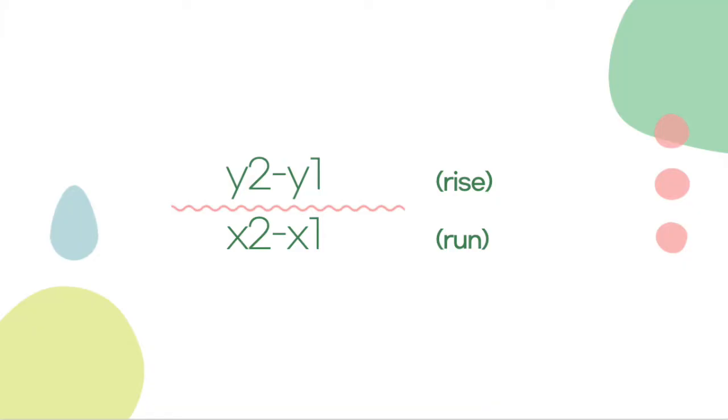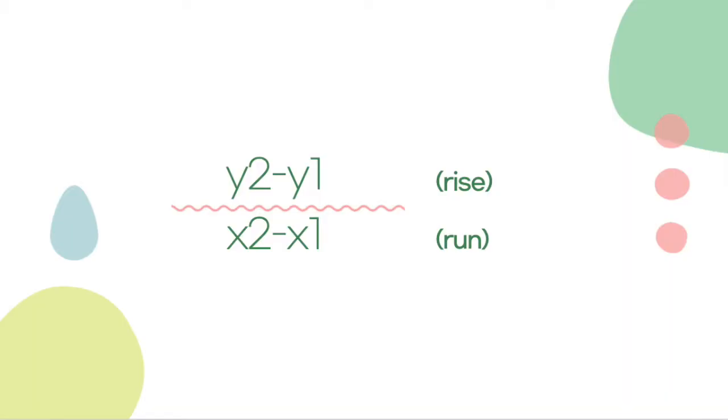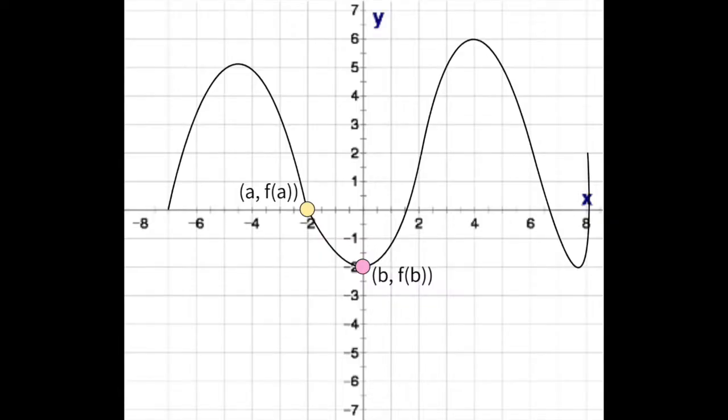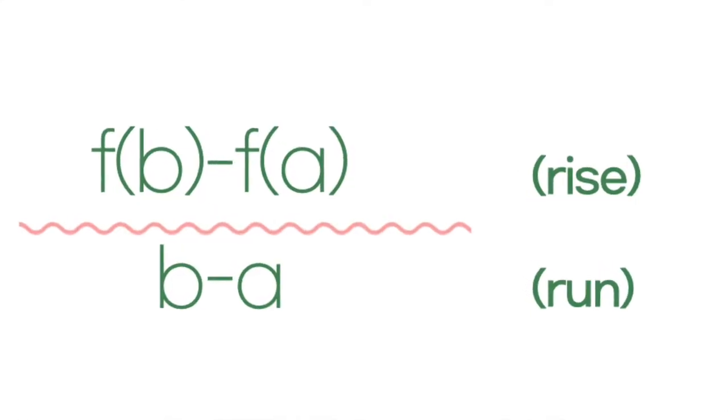We get the gradient of a straight line by dividing the rise over the run, which is the change in the y value over the change in the x value. On curved graphs, we can similarly get the gradient on a certain point, just by adding a limit sign in front. There are 2 points on the graph y equals f(x), (a, f(a)) and (b, f(b)). The average rate of change will be (f(b) minus f(a)) over (b minus a), rise over run.